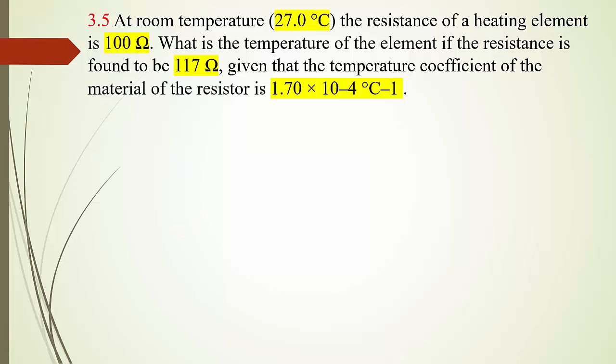Fifth problem. At room temperature 27.0 degrees Celsius, the resistance of a heating element is 100 ohm. What is the temperature of the element if the resistance is found to be 117 ohm? Given that the temperature coefficient of material of the resistor is 1.70 into 10 raised to minus 4 per degree Celsius.